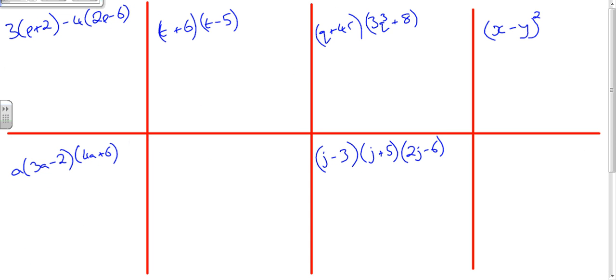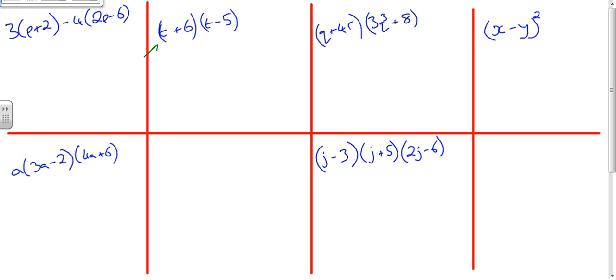So if you have a go at this one, pause the video and have a go at multiplying these out. Sorry, this one here is a t. That's t plus 6 and t minus 5. Okay, so pause the video, have a go at that, and see how you go on. And if you've paused it, then this is hopefully what you should have got.